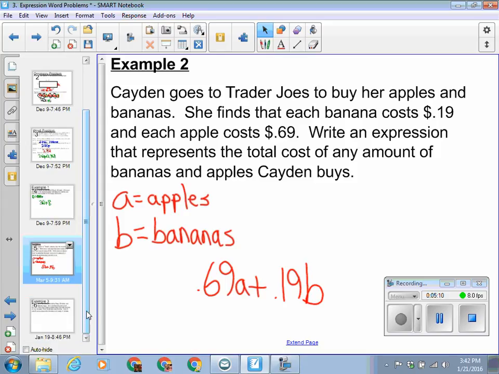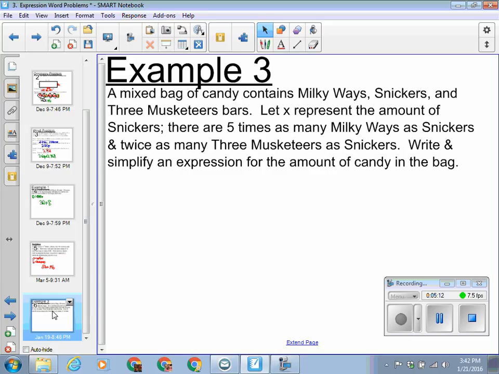Finally, a mixed bag of candy contains Milky Ways, Snickers, and Three Musketeers bars. We're going to let X represent the amount of Snickers, and there are 5 times as many Milky Ways as Snickers, and twice as many Three Musketeers as Snickers. Doesn't seem right. Snickers are the best. There should be the most of them, but I didn't make the bag up. Write and simplify an expression for the amount of candy in the bag.